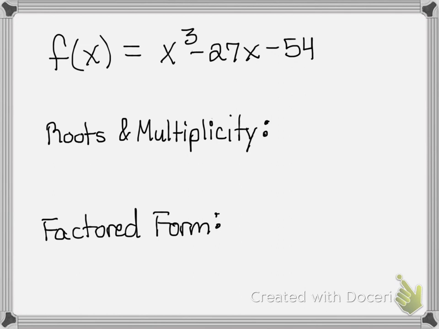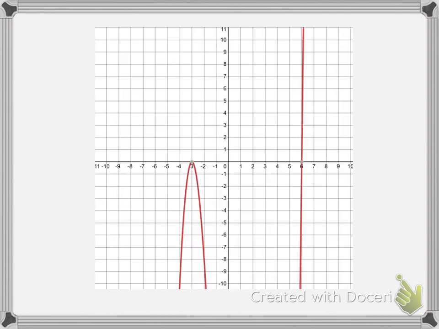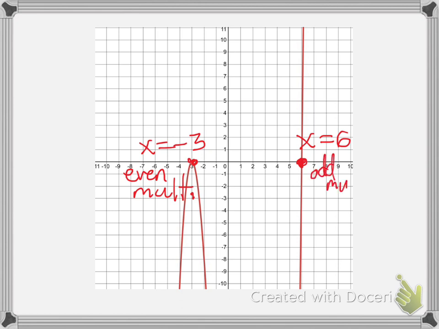Let's look at one more example. Type this in DESMOS and identify your roots and multiplicity. My first root right here is -3. And then I have another root at 6. Now, if you notice, it touches at -3, so that's going to be an even multiplicity. And at 6, it crosses through, so it's going to be an odd multiplicity.